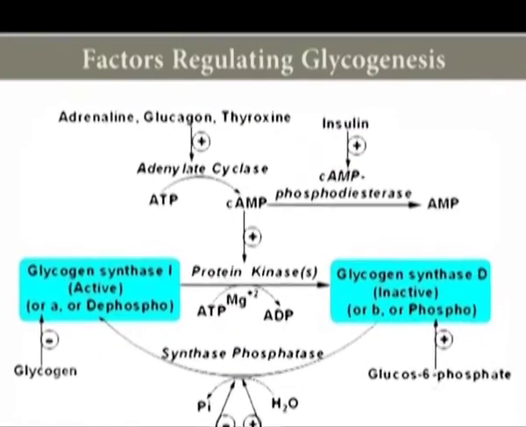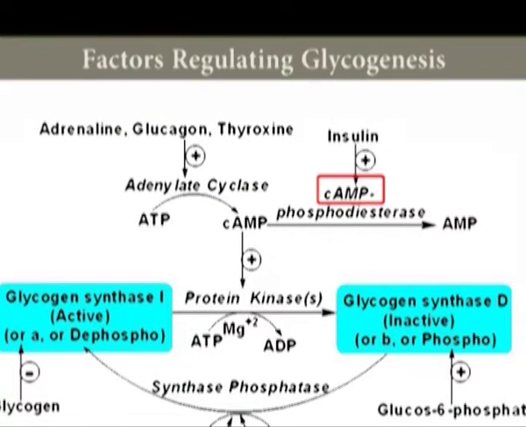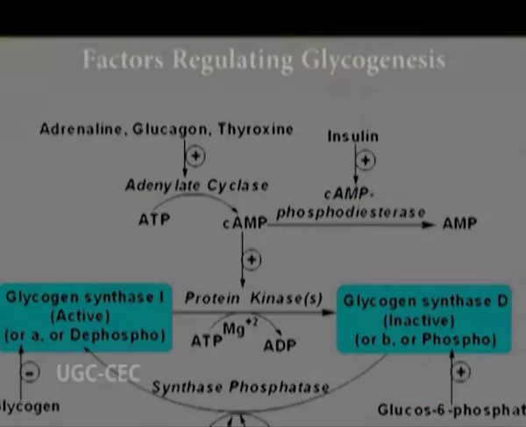Now the third point, calcium ions. Calcium ions or cyclic AMP act as secondary messengers. This is an example of negative control. The calcium ions activate phosphorylase kinase. This activates glycogen phosphorylase and inhibits glycogen synthase.